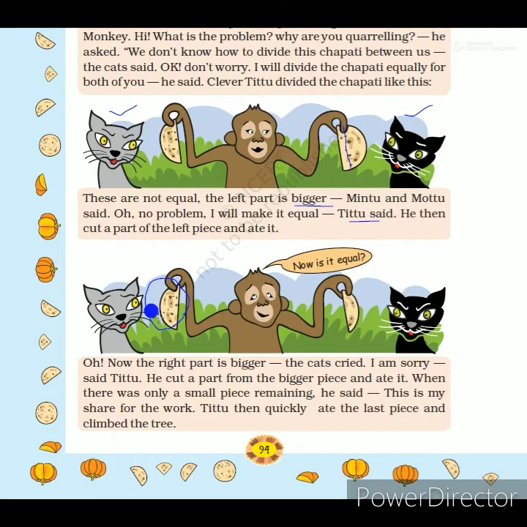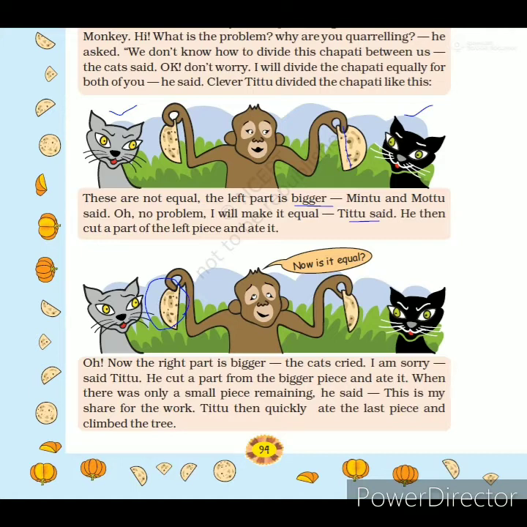Finally what did he say? He said, "This part is my part because I have divided this chapati for you. This is the part for me as I have done this much work for you." The clever monkey finally ate the full chapati and went up the tree. So finally both of the cats did not get the chapati. This is the story. Students, you might have heard this story several times.